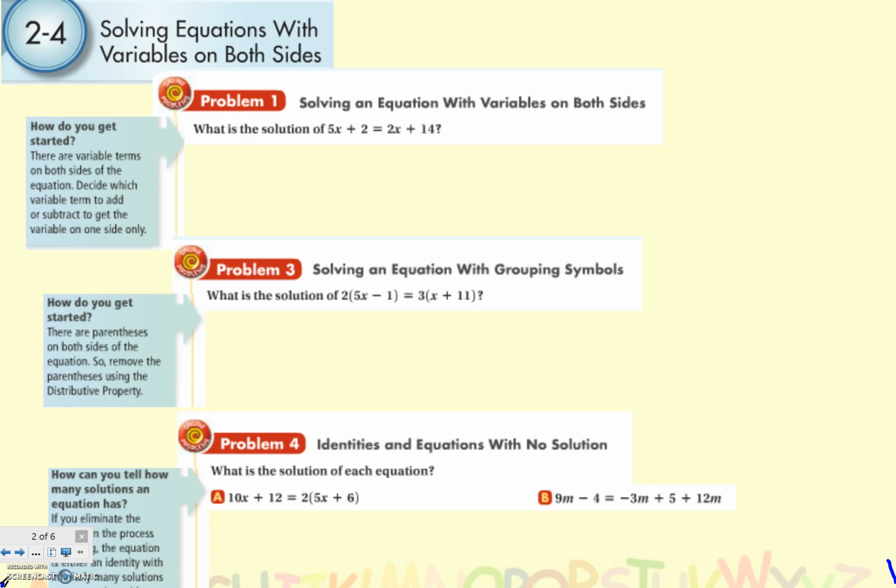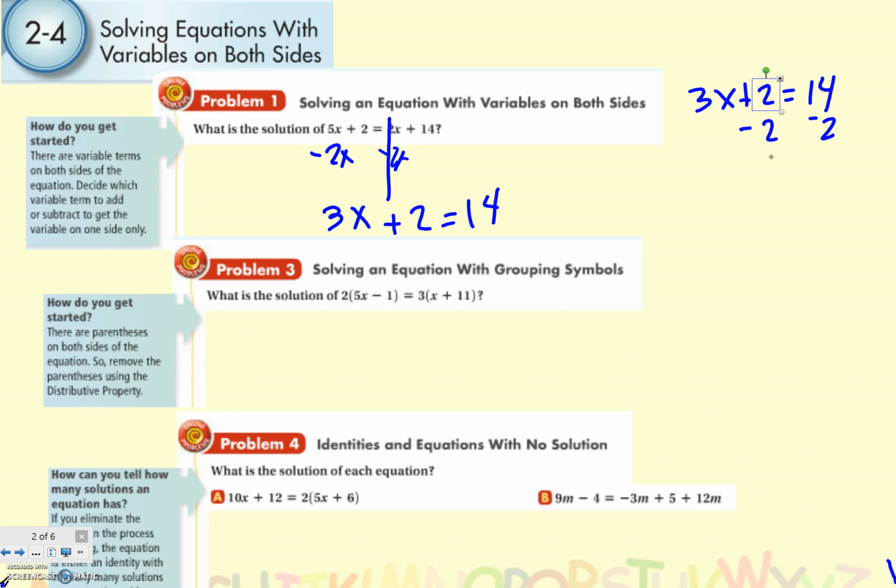So the first thing I'm going to do on this first problem is I'm going to move over the 2x. And it doesn't really matter which way you go, as long as you get the variables together. So we have 3x plus 2 equals 14. And then now you can solve it like a regular problem, which I'm going to do over here. I'm going to subtract 2, just like a regular two-step equation. So 3x equals 12, divide by 3, and x equals 4.